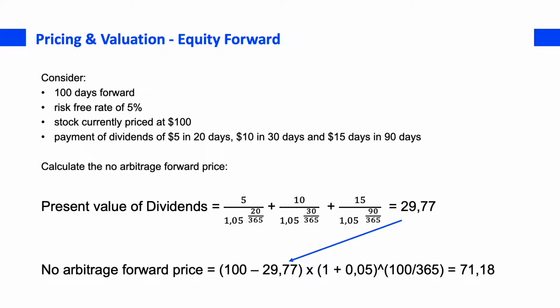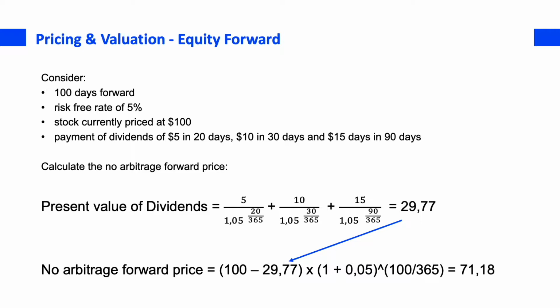We discount them at the risk-free rate, which is 5%, to the power 20, 30 and 90 over 365, the number of days obviously. The PV of those dividends comes to $29.77. Next, all we need to do is take the current spot price, knock off the present value of the dividends we've just calculated, and grow it at 1 plus risk-free rate to the power t.